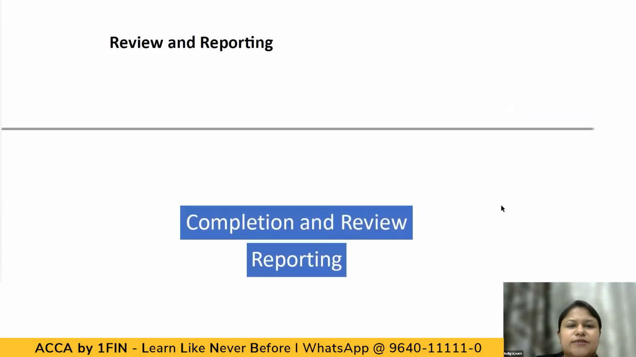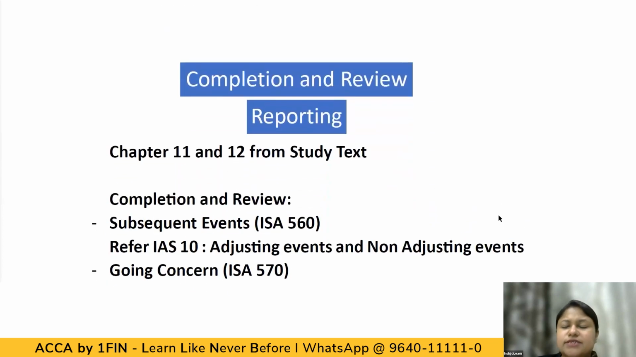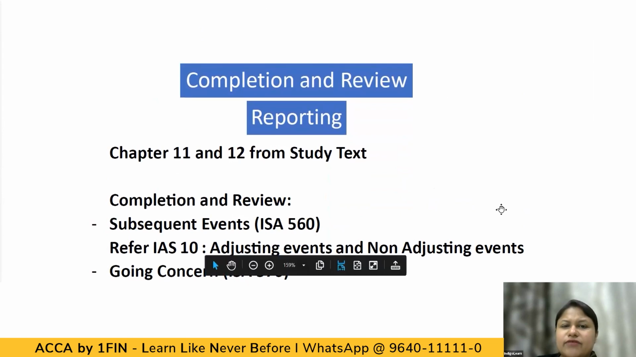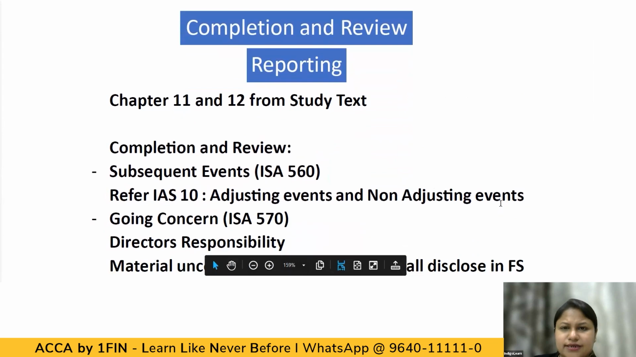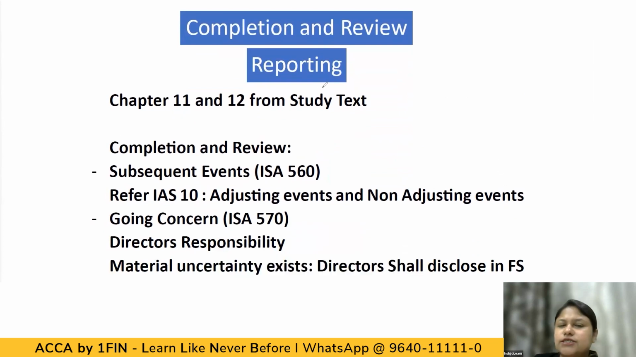Okay. So this is basically review and reporting, the clubbing which I had done based on different topics. This comes under the clubbing of review and reporting, where we have two topics to be discussed. One is completion and review, and second talks about reporting. As per the study material, the study text, chapter 11 is completion and review, and chapter 12 is about reporting. So basically, we are now revising chapter 11 and chapter 12 from the study material.